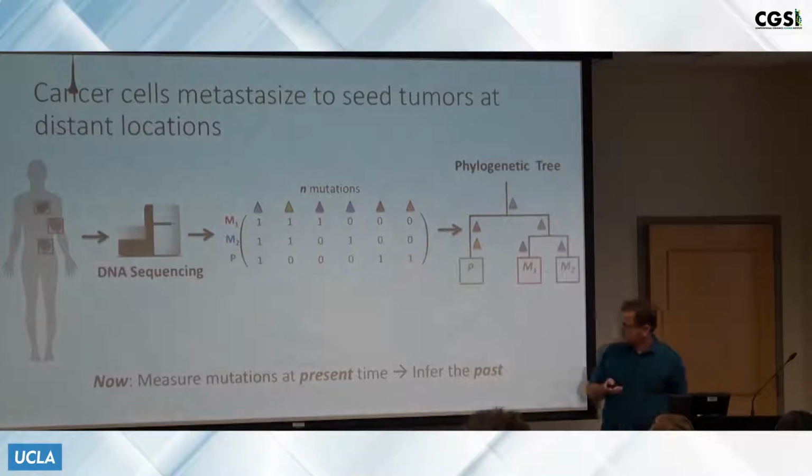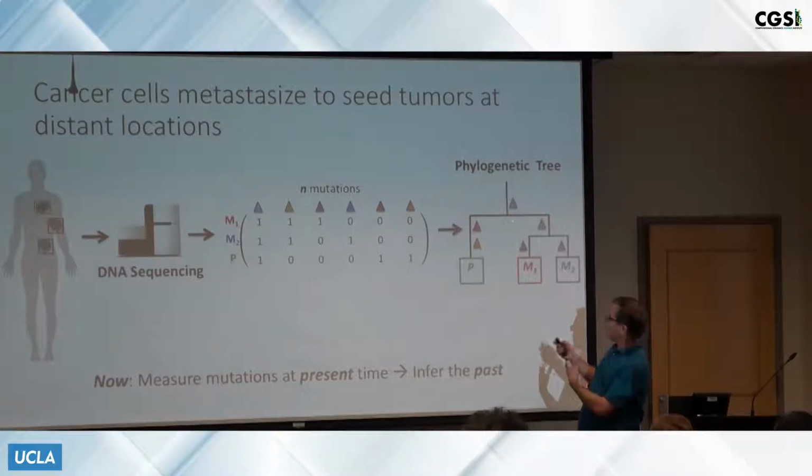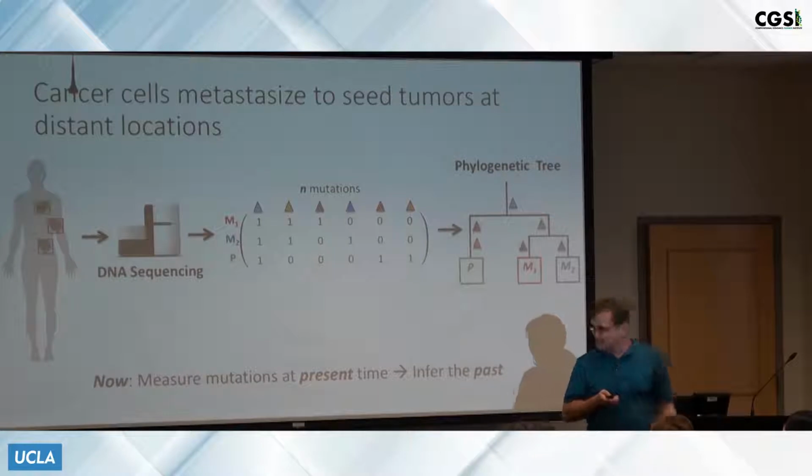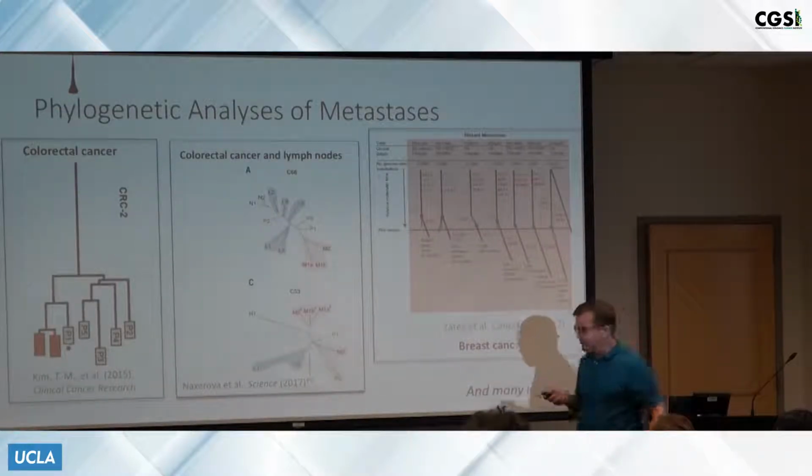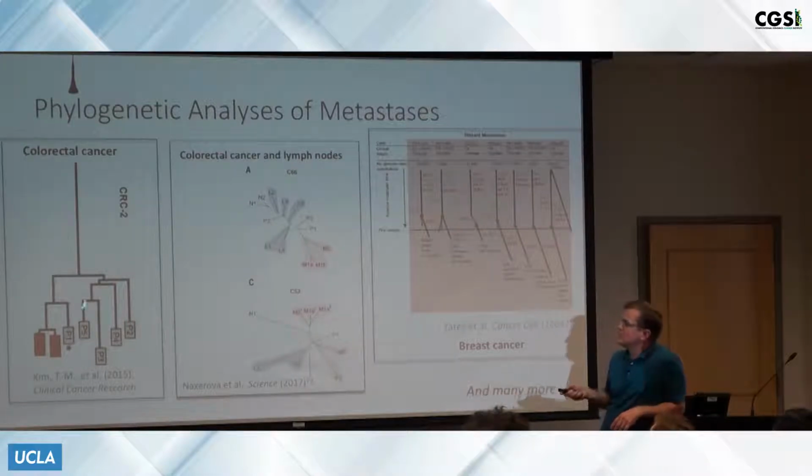Okay, so now we can try to infer the past, right? Just using phylogenetic techniques. And this has been a very hot topic in cancer research in the past couple of years because we've started to have access to the data to ask these questions. So here's just a few of many, many examples.